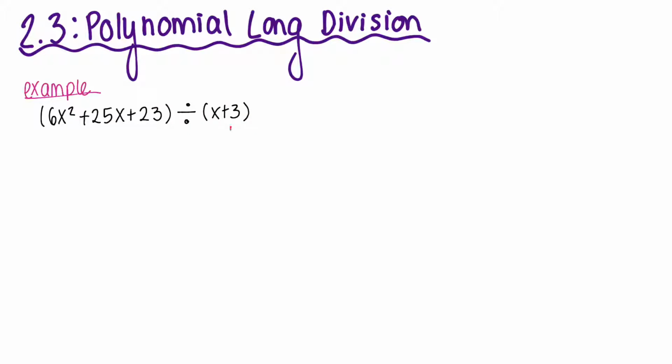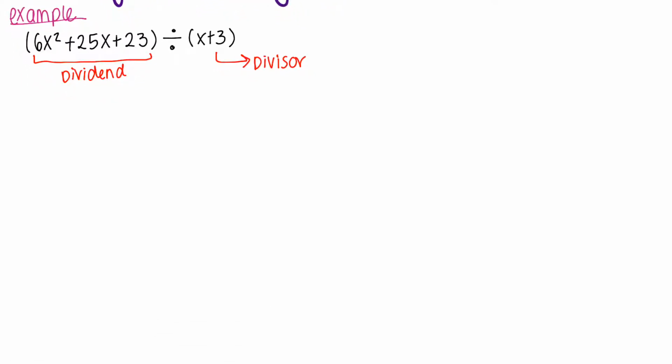The part that you're dividing it by, so I'm dividing a polynomial by x plus 3, we call the divisor. And the polynomial that we're dividing, we call the dividend. The way that this is set up, let me scroll because we'll need space. You put the divisor outside, and then the setup might look familiar. You put the dividend on the inside.